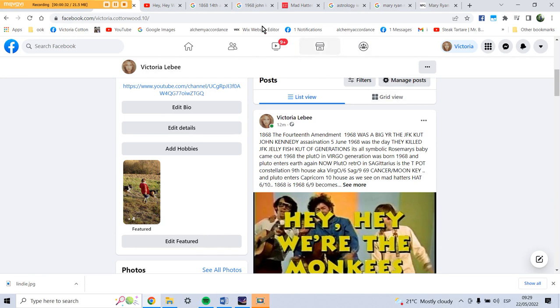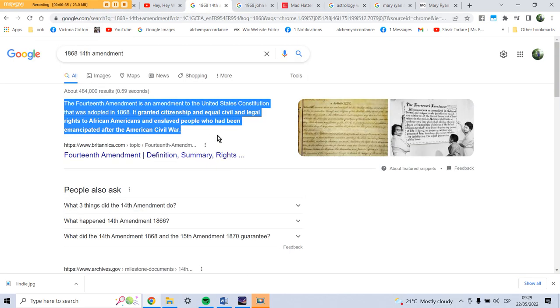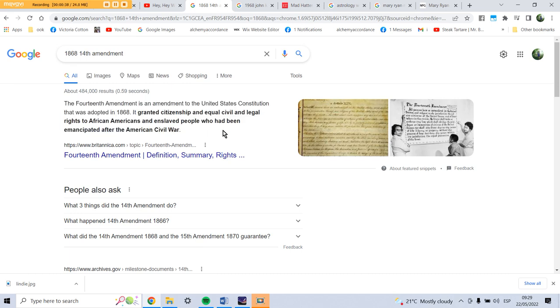So 1868 was the 14th Amendment, an amendment to the United States Constitution that was adopted in 1868. 1868 is 1968, when Rosemary's Baby came out and the assassination of JFK, John F. Kennedy, that's the jellyfish, that's the Milky Way cuts. It granted citizenship and equal civil and legal rights to African Americans and enslaved people who had been emancipated after the American Civil War. The 14 pieces of Osiris, all for one for all.